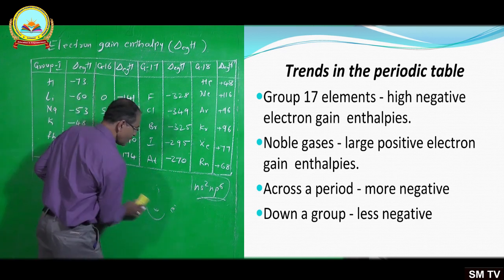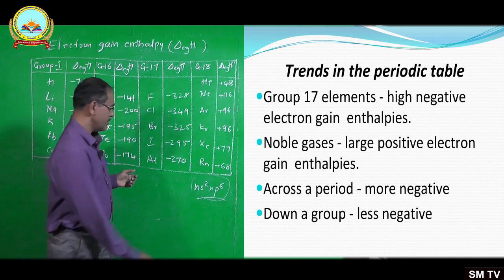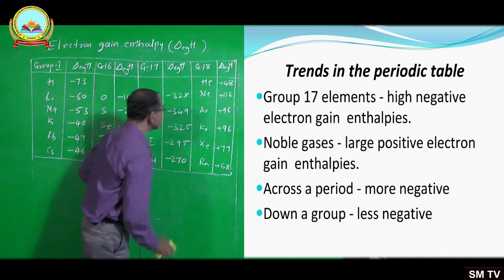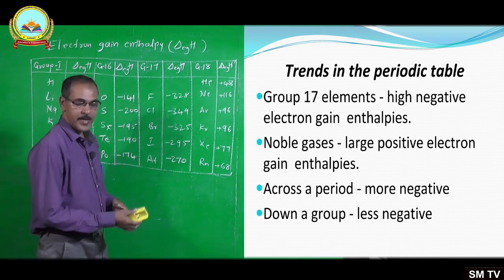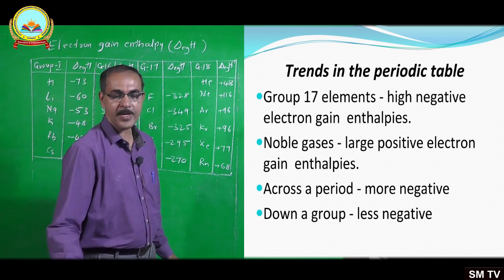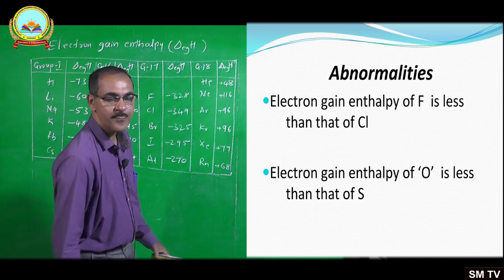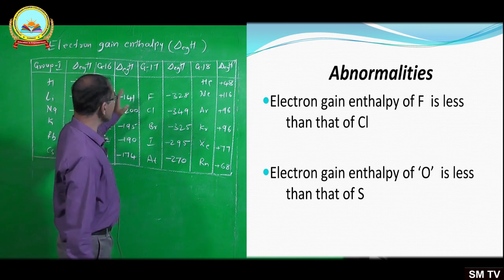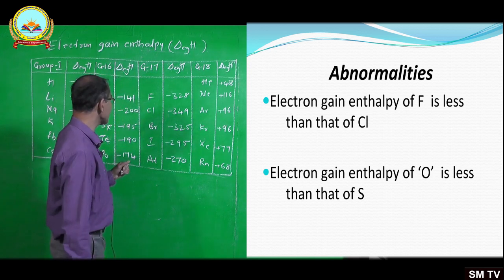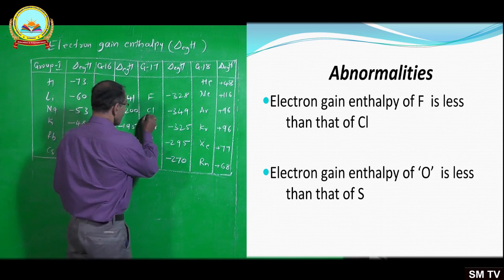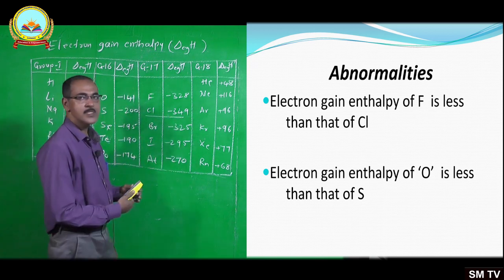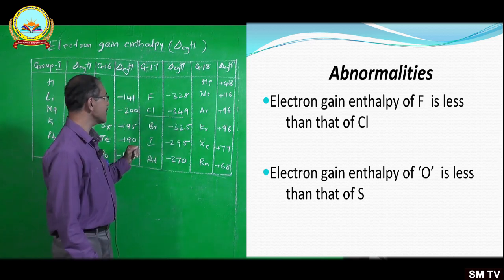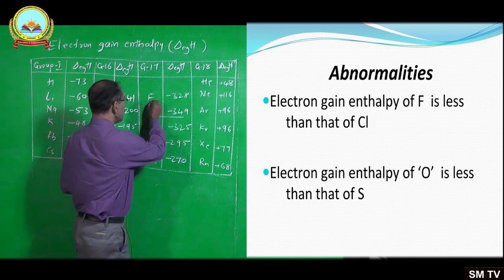Then we will have to see some abnormalities, a very important point for the examination. The electron gain enthalpy of chlorine is more negative than that of fluorine.